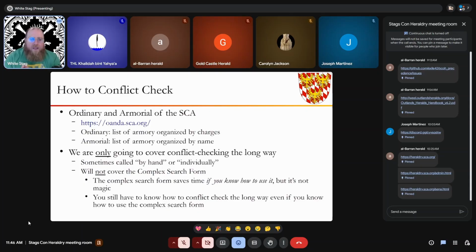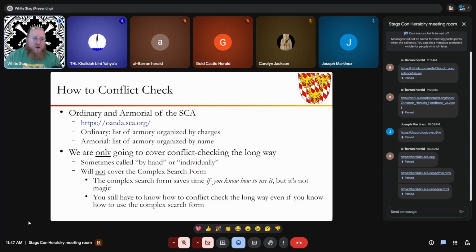This class is only going to cover conflict checking the long way, and only with as much time as we have left. This is sometimes called conflict checking by hand or conflict checking individually. We're not going to cover the complex search form. It saves time if you know how to use it, but it's not magic. You do need to know how to use it, and you can get yourself in trouble if you're not aware of how to use the complex search form. That's a different class, which I will teach at some point.